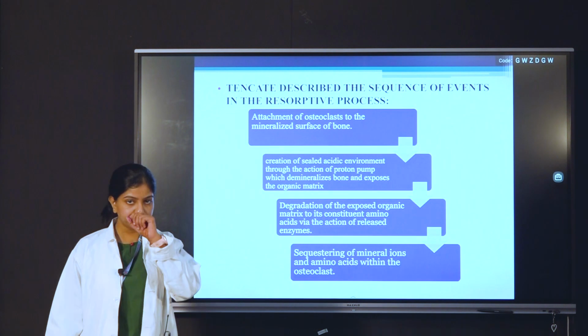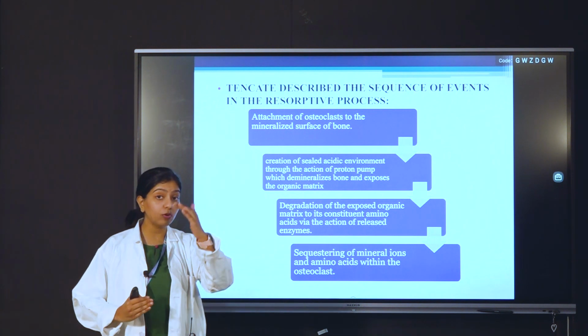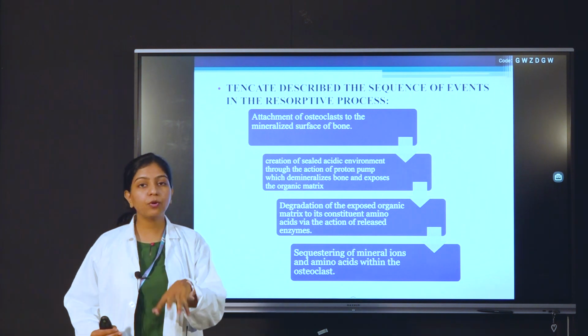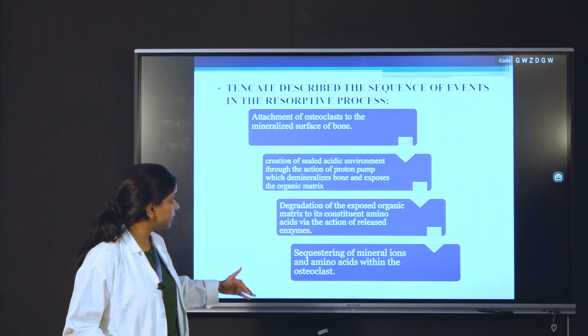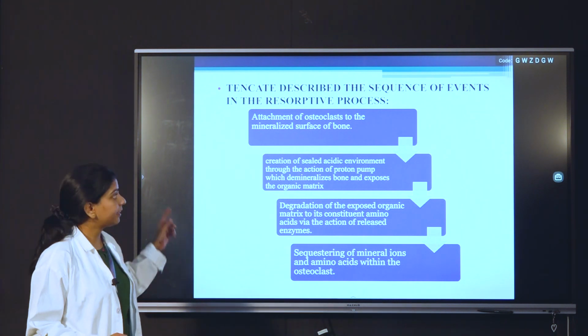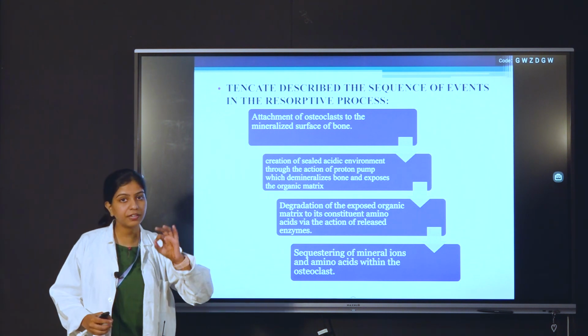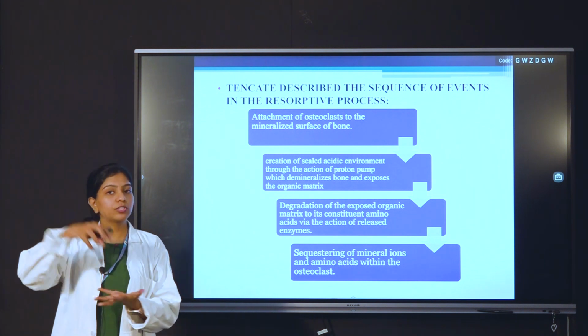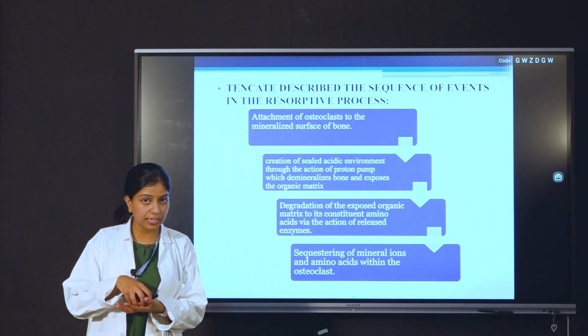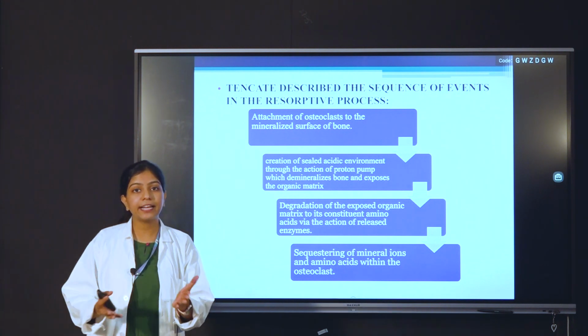Now in Carranza, 10K, the sequence of bone resorption is given, and we expect you all to write the same sequence in the exam. The sequence of bone resorption according to 10K is as follows. First is the attachment of the osteoclast to the mineralized bone. First the osteoclast will come and attach to the mineralized bone. Once it attaches to the bone, it forms a sealed environment.